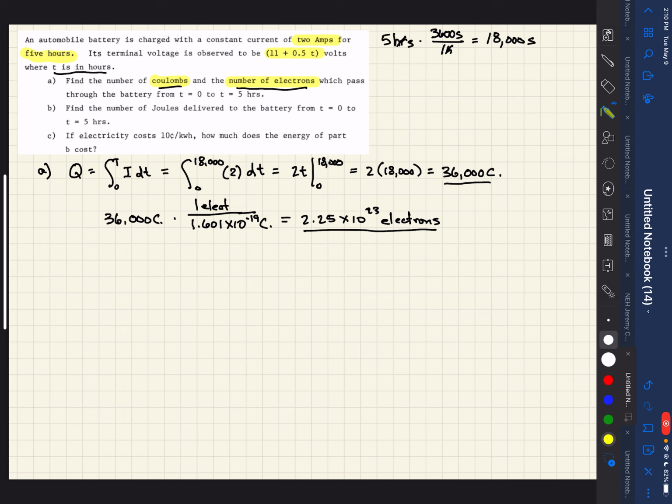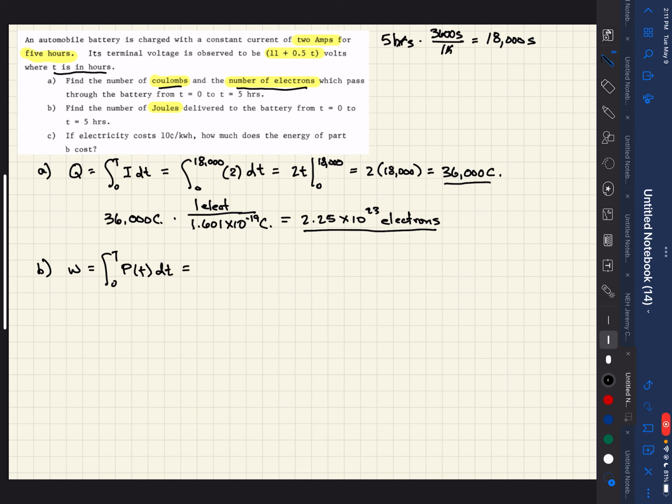So in part B, they want us to calculate the joules, or energy, that's delivered to the battery over this time period. So we have an equation for that we can recall. For part B, we know that our energy is going to, again, be the integral over some time. And it's going to be the power in terms of t, or time, integrated with respect to time.